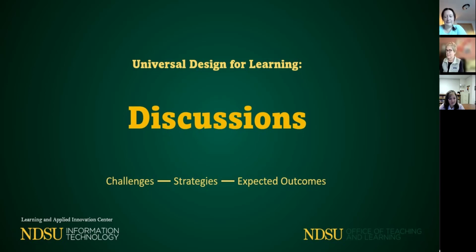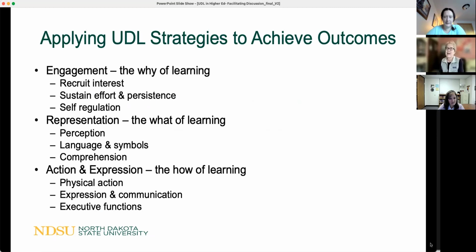Lori, next slide, please. Hi, I'm Lori. I'm going to talk a little bit about what our series is about. We are using the Universal Design for Learning strategies and looking at ways to achieve outcomes. In the strategies, we talk about three different areas that are the UDL guidelines: engagement, why we're learning, like how to recruit interest, how to motivate our students, helping them to understand why the content we are teaching is important to them. Representation, that's the what of learning.